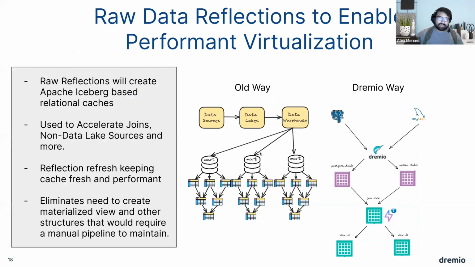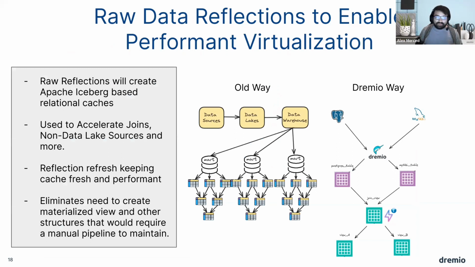On top of that, you have reflections. Now, reflections generally fall into two main categories. There are some other categories of reflections, but there are two main ones: raw reflections and aggregate reflections.